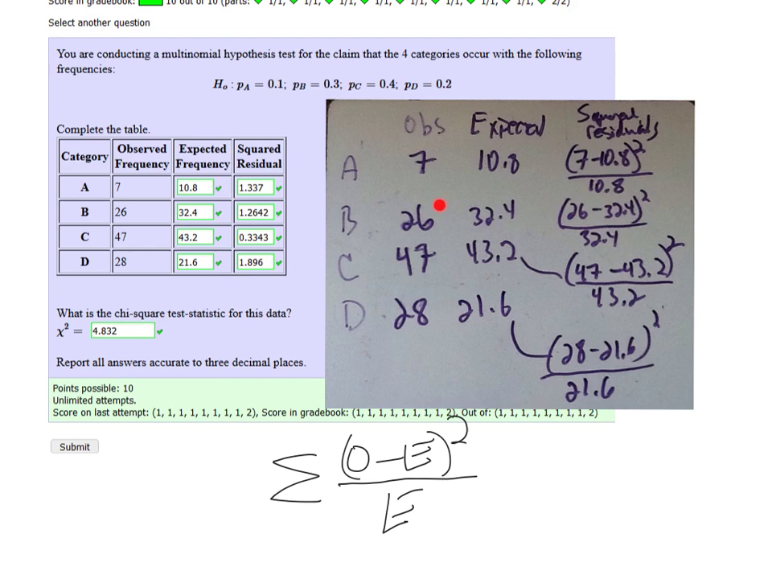Same deal here. Observed minus the expected, squared it. Remember, hit equals and then square it, then divided by that expected value, and that's where I got that number. So on and so forth. That's this column. Then to get the chi-squared statistic, we take the sum of all those values we just calculated. If you add up all four of those numbers, you're going to get 4.832.